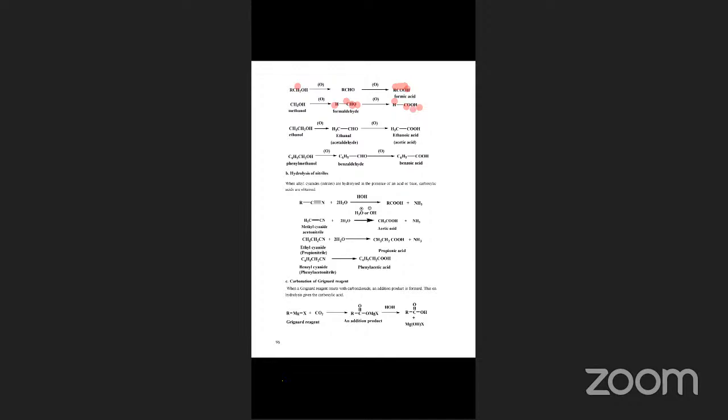Here, what change takes place? Addition of oxygen. So from alcohol to aldehyde, removal of hydrogen takes place, and then addition of oxygen takes place. Removal of hydrogen and addition of oxygen, both are oxidation. So this is oxidation of alcohols. Methanol gives formaldehyde and methanoic acid. This is formaldehyde, this is formic acid.